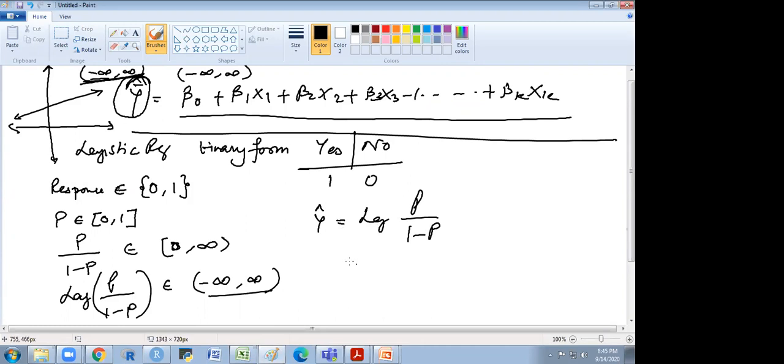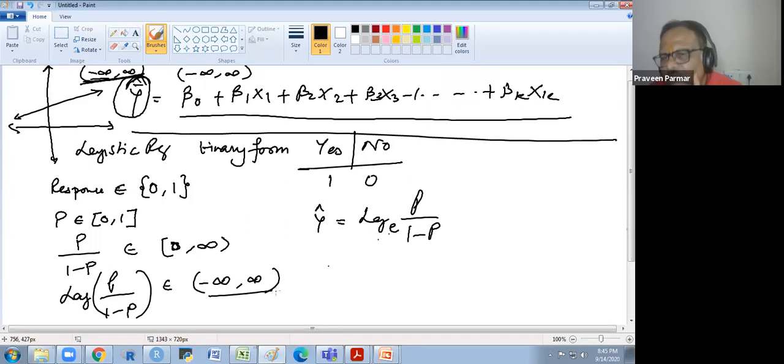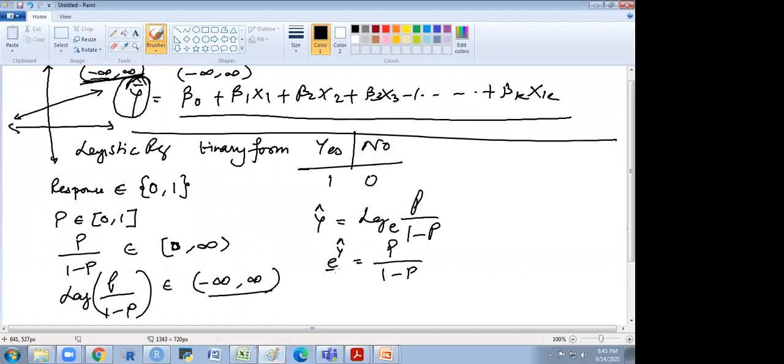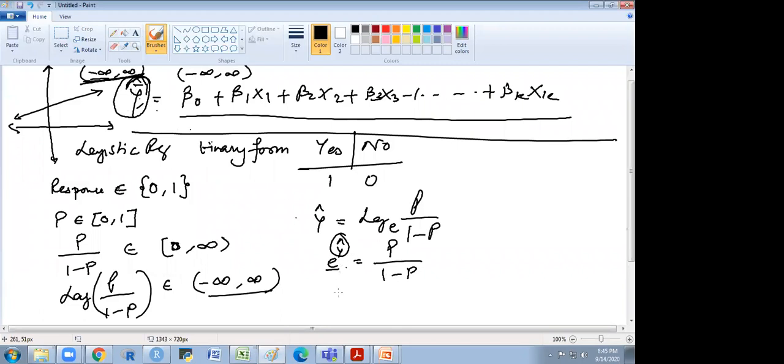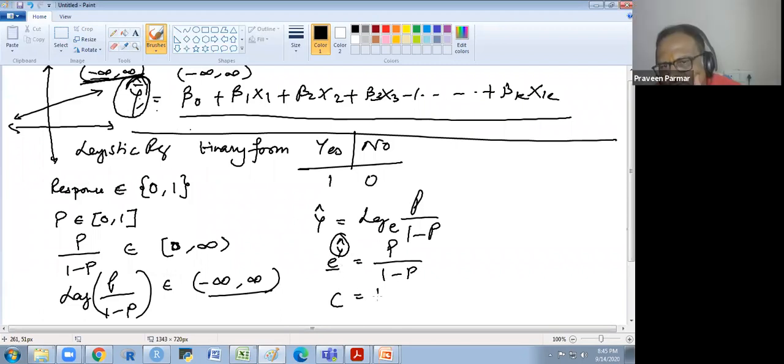Okay, so the base is e. So e to the power y cap equals p over 1 minus p. Does that make sense to you? e is a constant, and y cap also gives some numeric value. So we could write some constant c instead of this. Some value I am putting for this.